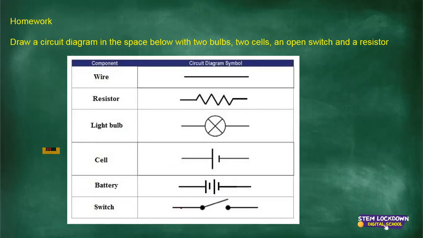And then we have a switch. So it's a straight line, a big dot, then a line going up to show it's open. Then just below where the line goes up, a line going down, then a big dot here, and then a straight line again. So those are your symbols. So your homework is basically to draw two bulbs. So you're going to draw two of these, then two cells. So this would be one cell and then another cell. So it will look like that. An open switch. So here's your open switch. And then you're going to add a resistor.